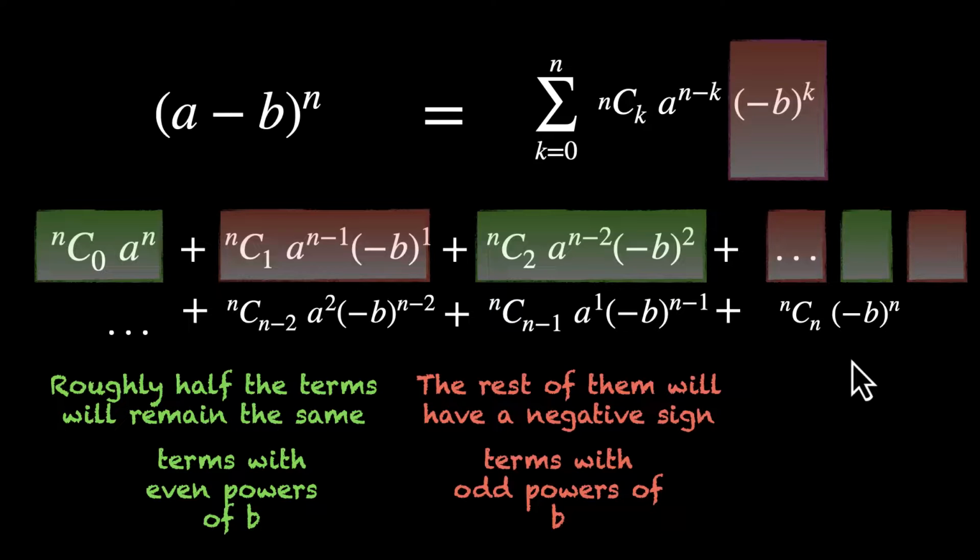Will it be positive or negative? Well, we can't say, because we don't know the value of n. We don't know whether it's even or odd. So depending on the value of n, we might get a positive term or we might get a negative term.